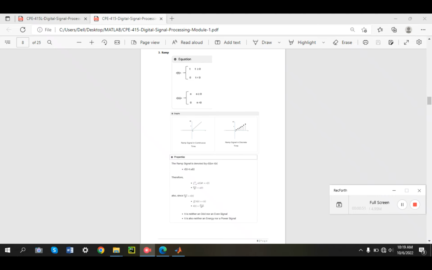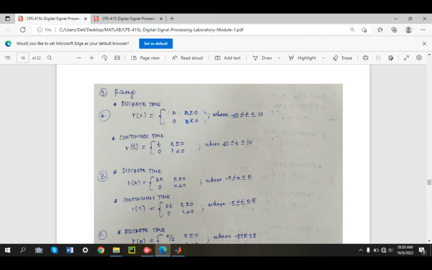The signal magnitude varies linearly. The discrete time is that function which starts from n equals 0 and increases linearly. It is denoted by r(n), the ramp of n. It is a signal whose amplitude varies linearly with time n. It is defined as r(n) = n if n is greater than or equal to 0, and 0 when n is less than 0.